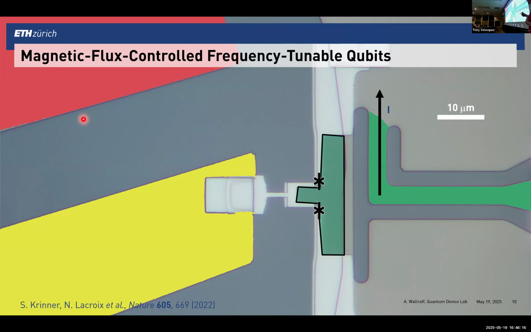And so this mechanism now allows you to, if there's zero current through this line, the transition frequency is highest, and if you send a current through the line, the transition frequency actually drops. And this we use to tune neighboring qubits into resonance with each other.